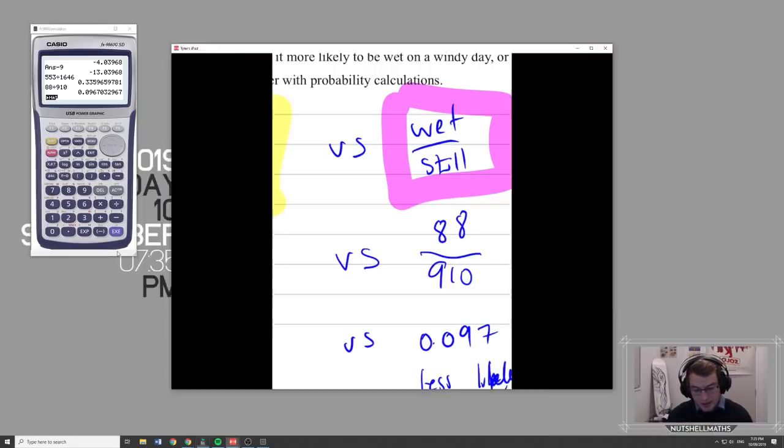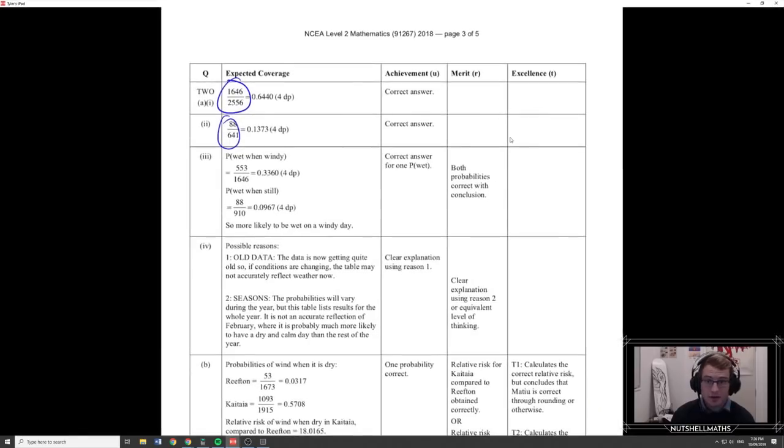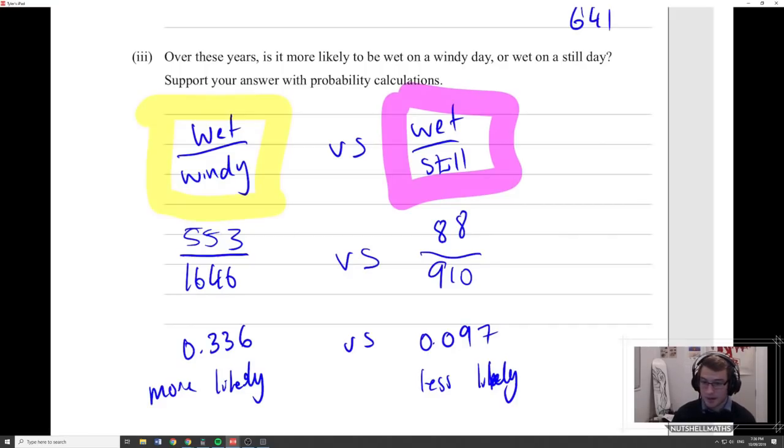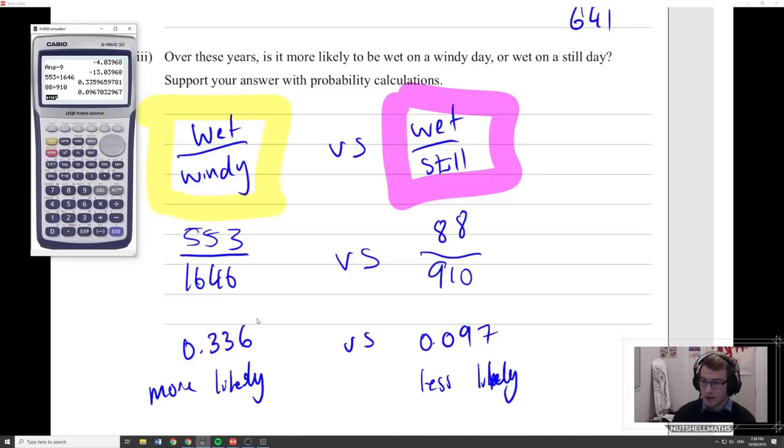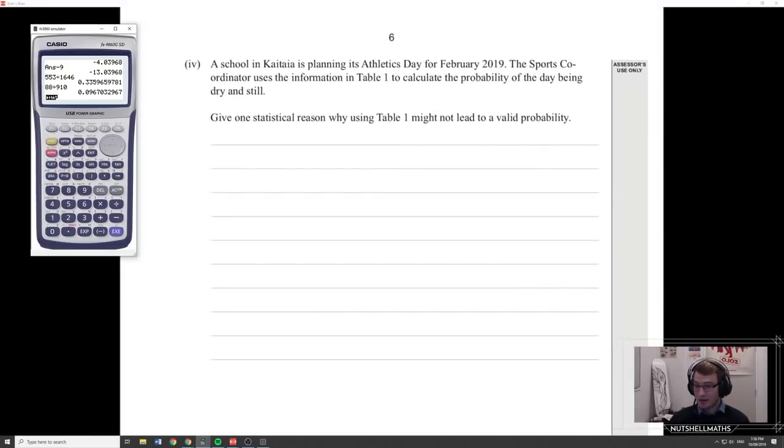Right, let's check what the answer said. It keeps doing this. So you calculate these two, boom, boom. You compare the two. Both probabilities correct with the correct conclusion. Yeah, you need this conclusion here to get the merit, which is what we did. Easy peasy. We got merit. Okay. Not too bad. Easy merit, I think so. Comparing probabilities is a nice way to get a merit. If there's one in there, then you should take it seriously and know it's a merit, maybe even excellence.